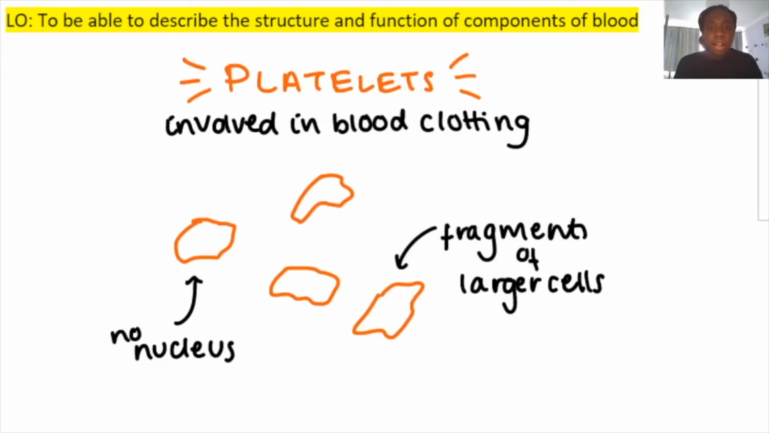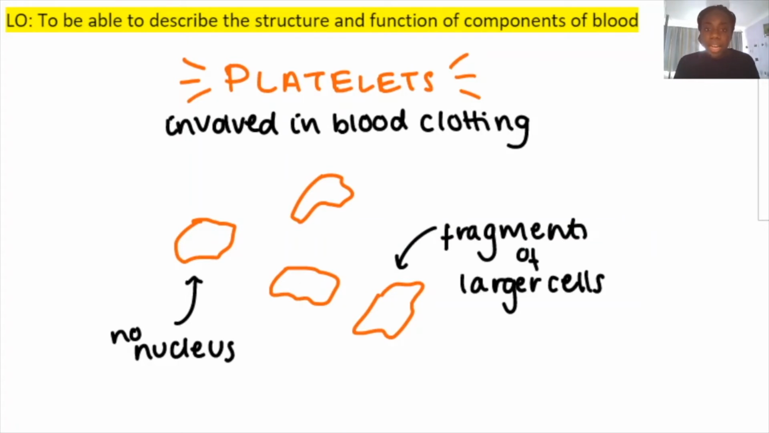So platelets are the next major cell type in the blood, and these are very, very small fragments of much larger cells which don't possess a nucleus. So platelets are really important in the process of blood clotting, as for example, if we fall off our bike and we have an open wound, platelets are going to move to this site and come together to form a clot, which is then going to dry and scab over and allow our wound to heal.